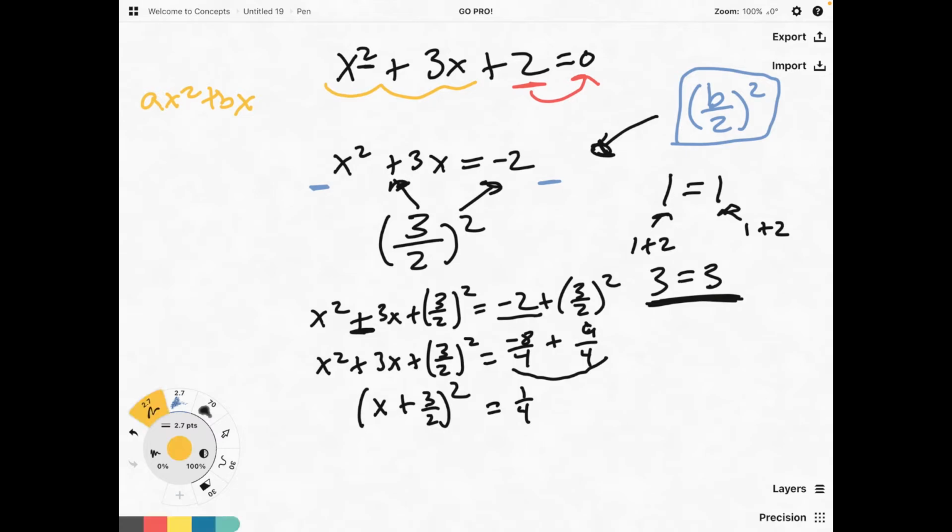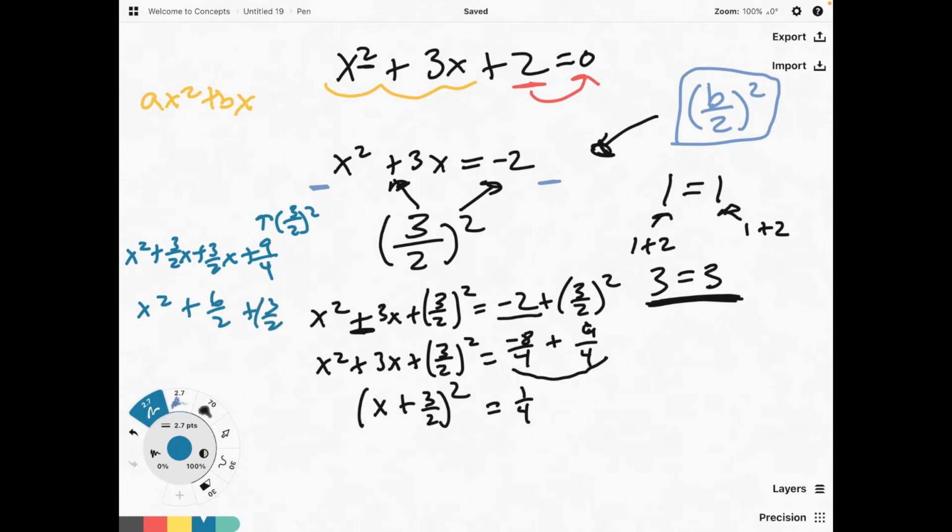If you wanted to check your work, all you'd have to do is just multiply it out. So (x + 3/2)² is going to give you x² + 3/2x + 3/2x + 9/4, which again is equal to (3/2)². This is x² + 6/2 + (3/2)². 6/2 is 3, so x² + 3 + (3/2)². And that's exactly what we have here, so we know that this is the correct term.